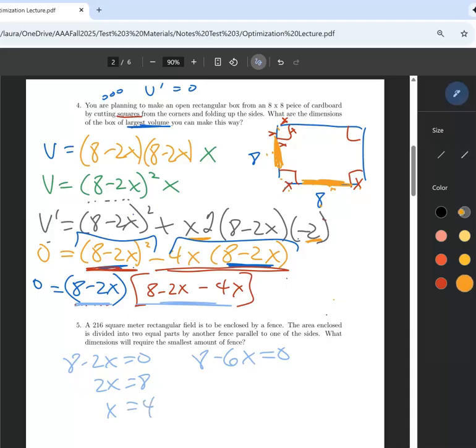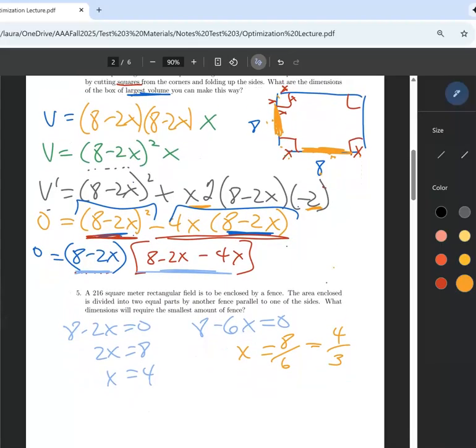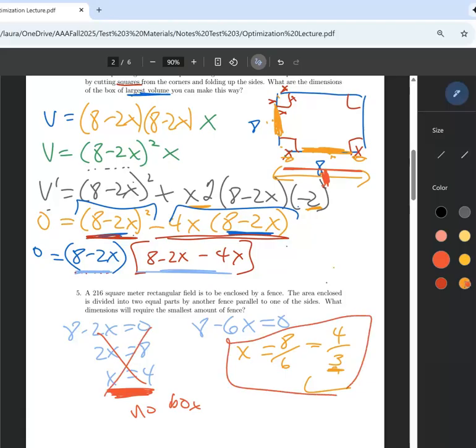And let's see what this one gives me. This gives me x is equal to 8 over 6, or 4/3. Okay, so let's see. Does either of these get eliminated because it doesn't make sense? So let's look at 4/3. If this is a whole side length of 8, is it okay if I turn up little side lengths of 4/3? Sure, that works. How about this one? Can I turn up side lengths of 4 if I've got the whole thing is 8? No, because there would be no box, right? Be completely flattened.